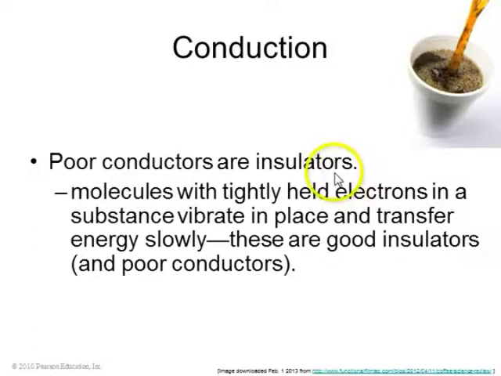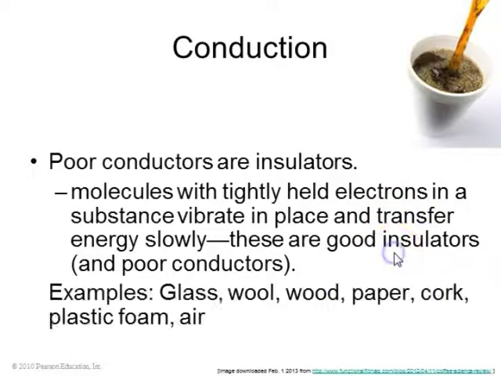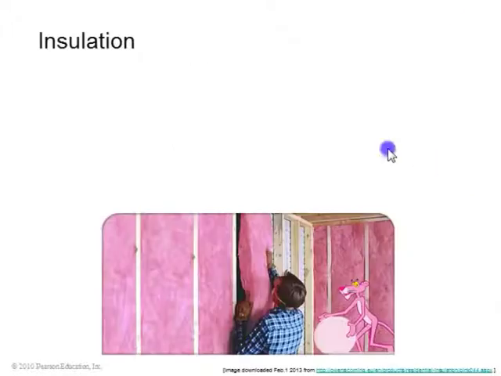Poor conductors are called insulators. These are substances in which the electrons don't move freely. And so good insulators include glass, wool, wood, paper, cork. This styrofoam cup, if you touch it, it has the heat going very slowly from the coffee out into your hand.